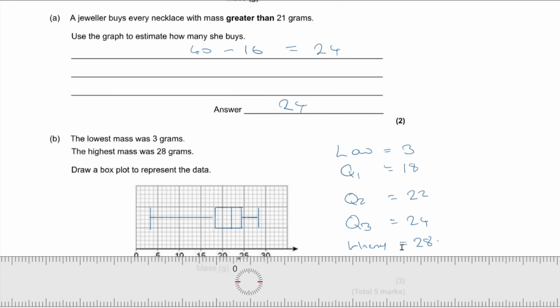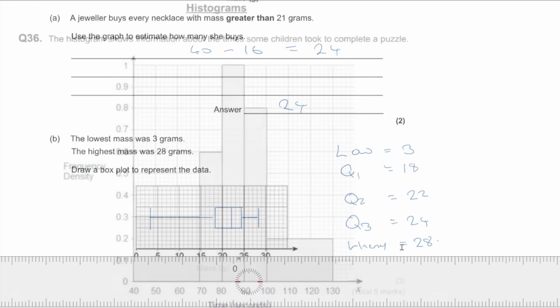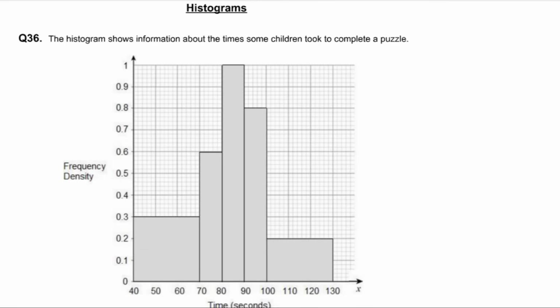Okay, so you've got your box around Q1 to Q3 with your Q2 line in the middle and the whiskers reaching up and down to your lowest and your highest value. Okay. Next up, histograms. Now, a histogram is not a bar chart. Bar charts are used for discrete data. So you'll have bars like this. They're all the same width and there is a gap in between them.